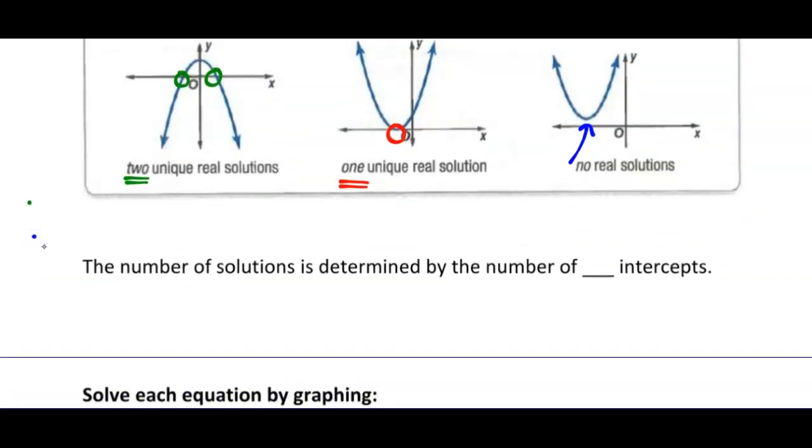Our number of solutions is given by the number of x-intercepts. How many times does my line cross the x-axis? Here 2, here 1, and the last one is 0. Okay? Super important.